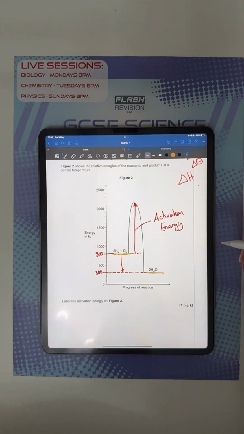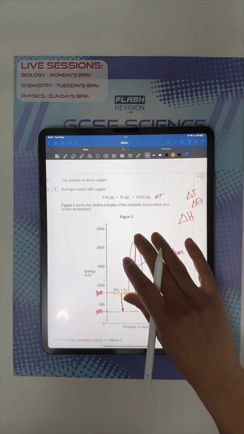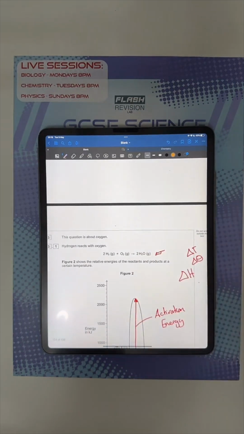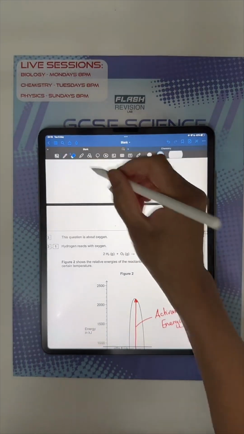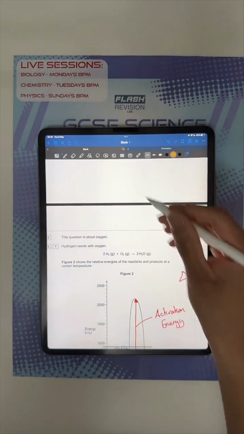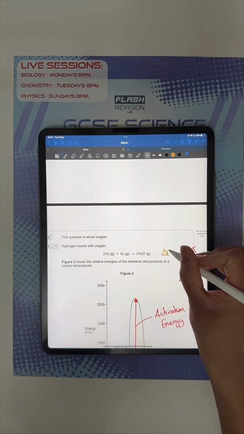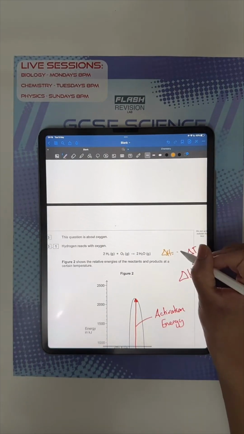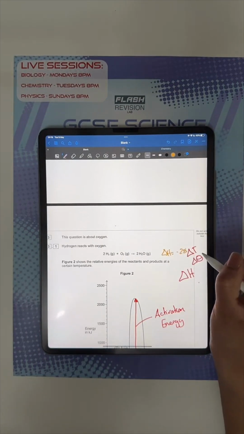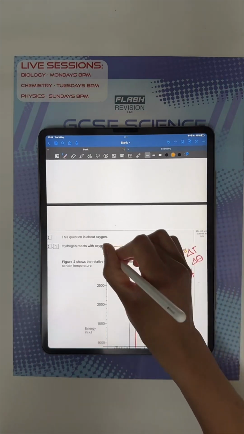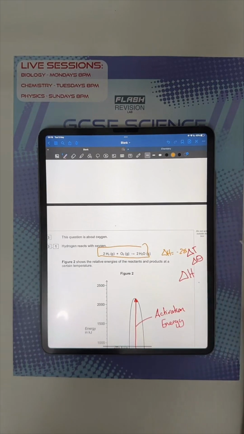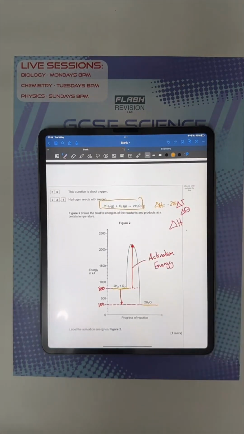From looking at the equation, how can you tell if it's exo or endo? You can't. They'll have to tell you. You can't look at the equation and tell. Sometimes they might give you a delta H value on the side. They might say the delta H is equal to like minus 28 or something. If they do that, then the minus tells you it's exothermic. But just from the equation, you cannot tell. They'll have to give you something else. And here they've given us this graph to tell us whether it's exo or endo.